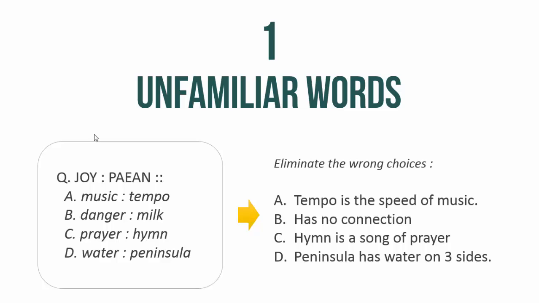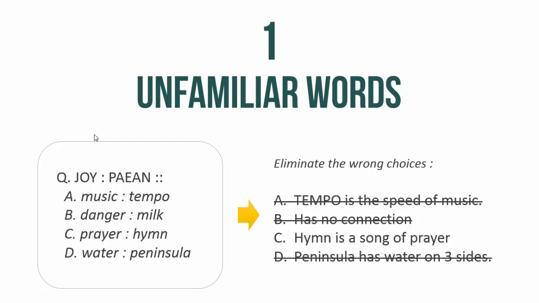Now we eliminate any wrong choice. How do we do that? Let's try replacing the given words, that is joy and pain, into this particular sentence. That would mean pain is the speed of joy, which makes no sense. Let's eliminate this option. Option B we eliminate anyway because danger and milk have no connection whatsoever. It's just a filler option that has no meaning.